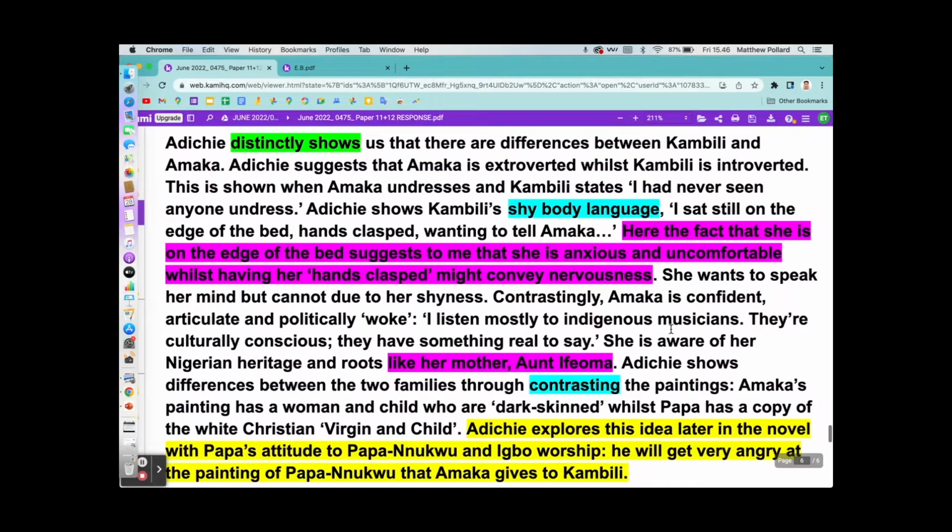Contrastingly, Amaka is confident, articulate, and politically woke. "I listen mostly to Indigenous musicians. They're culturally conscious. They have something real to say." She is aware of her Nigerian heritage and roots, like her mother, Aunt Ifeoma. Adichie shows differences between the two families through contrasting the paintings. Amaka's painting has a woman and child who are dark-skinned, whilst Papa has a copy of the white Christian virgin and child. Adichie explores this idea later in the novel with Papa's attitude to Papa Nnukwu and Igbo worship. He will get very angry at the painting of Papa Nnukwu that Amaka gives to Kambili, and indeed he rips it up, doesn't he?